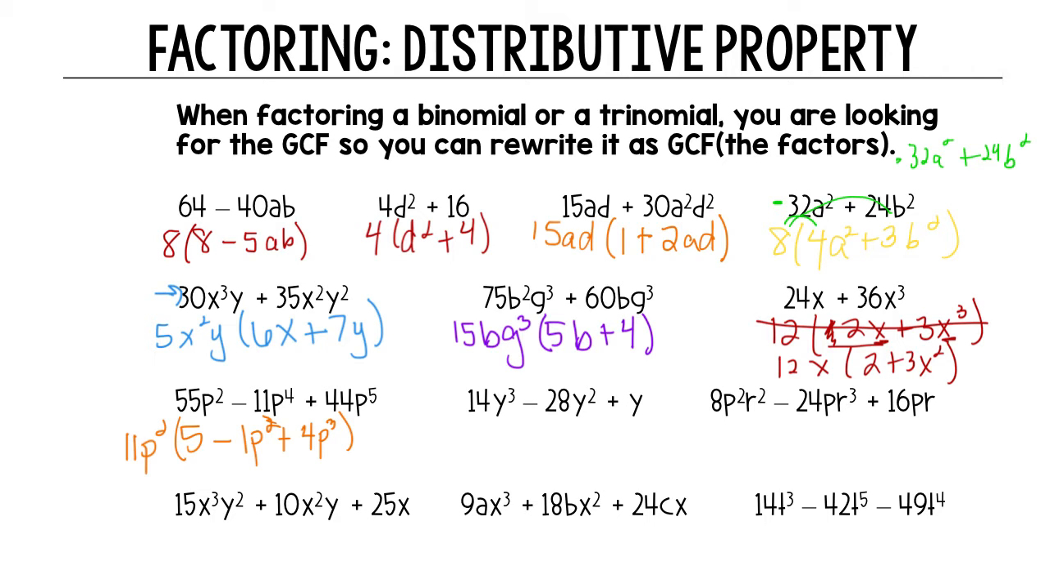Next, we can factor out no coefficients, no integers, because the term on the end has no coefficient, so I can't factor anything out. 1 is only divisible by 1. But I can factor out a y, and we're left with 14y squared minus 28y plus 1.